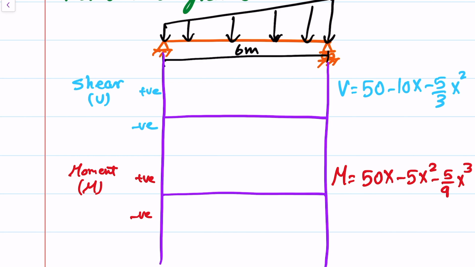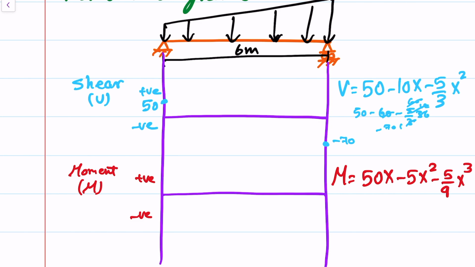Okay, so let's start drawing this. At x equals 0 for the shear, you will get 50, right? Positive kilonewton. And for x equals 6, so you will have here 50 minus 60 minus 5 over 3 times 36. This will be 12, 60, negative 70. Okay, so this would be negative somewhere here, negative 70.